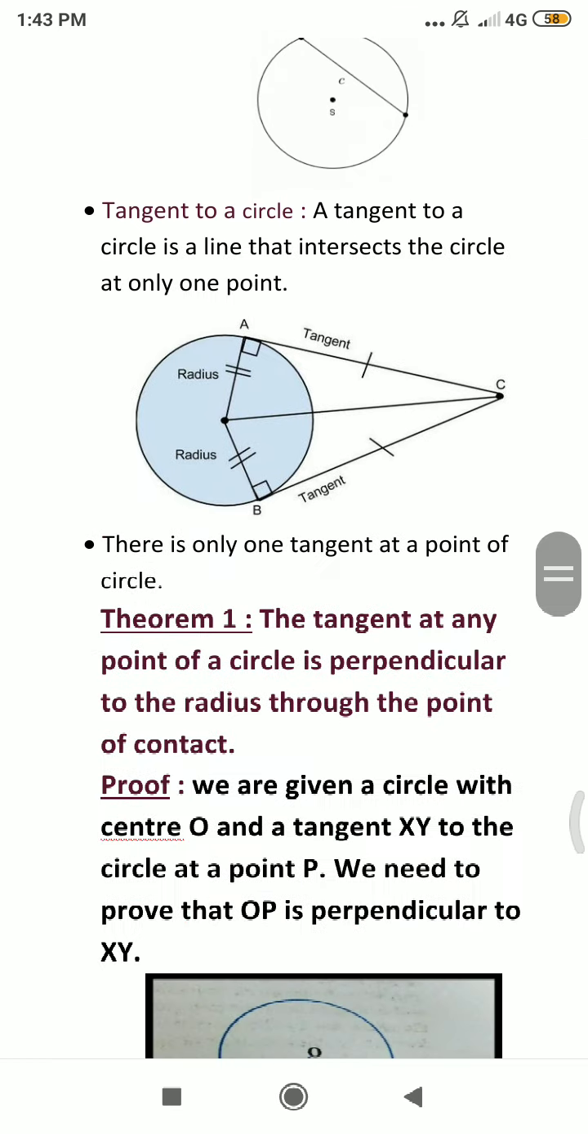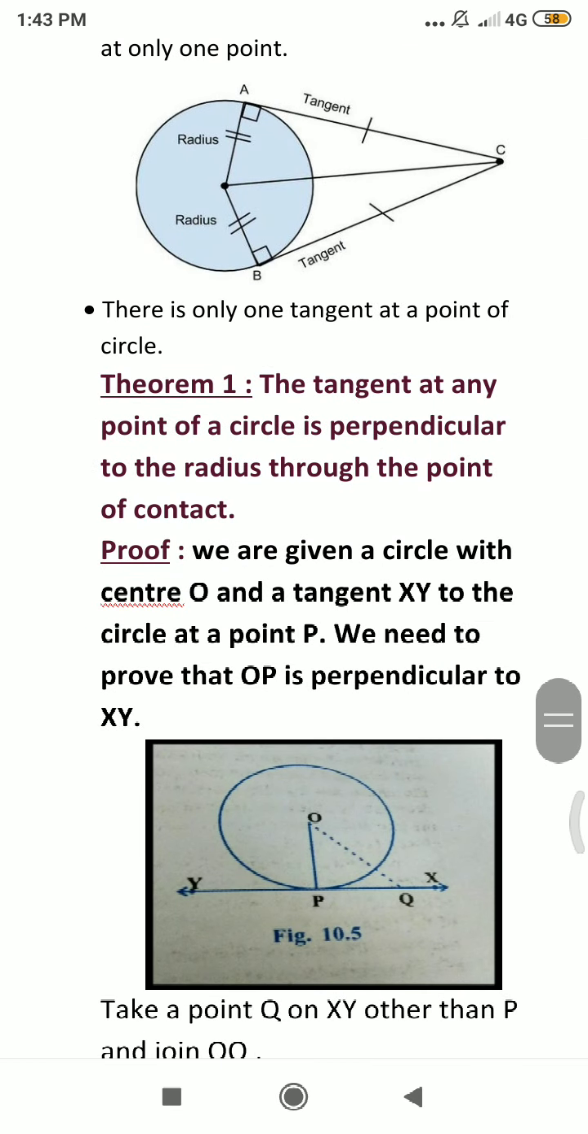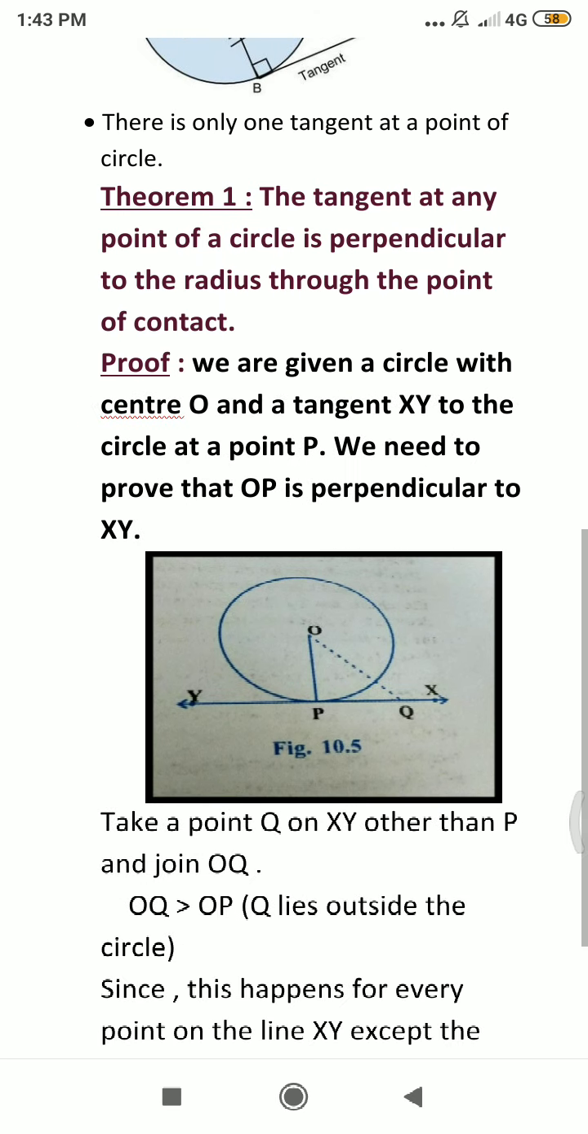So the main part of this video is the theorem. Our theorem is: the tangent at any point of a circle is perpendicular to the radius through the point of contact. We need to prove this. We are given a circle with center O and a tangent XY to the circle at a point P. We can see in the figure OP is the radius of the circle. We need to prove that OP is perpendicular to XY.